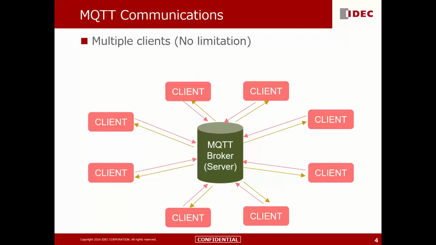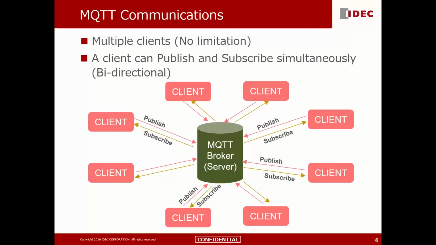Now, the next question is, how many clients can I have? Basically, I don't think there is a limitation here. You could have as many clients as you want. Okay, there is no limit in terms of number of clients. And a client can publish and subscribe simultaneously. This is basically bi-directional. An example would be my FC6A PLC can publish information and can subscribe to information at the same time. So that's how publish and subscribe works.